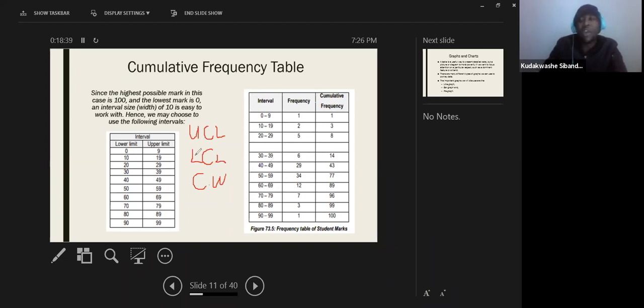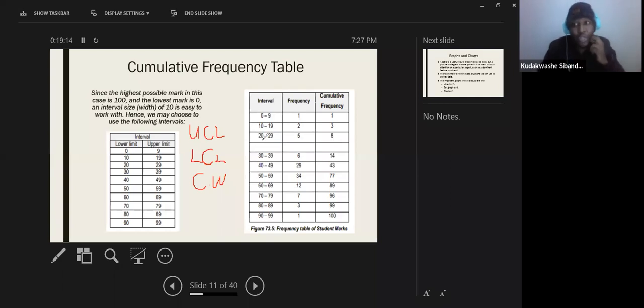Then the LCL, that's the lower class limit. In the first instance, 0 is the lower class limit, and then 10 is the lower class limit for the next class interval. Now, there's what they call the class width. When you are just looking, you would think that the class width is 9, because if you just say, starting from 0 to 9, 9 minus 0 is 9, right? But that's not it. If you come to find out, the class width here is actually not 9.